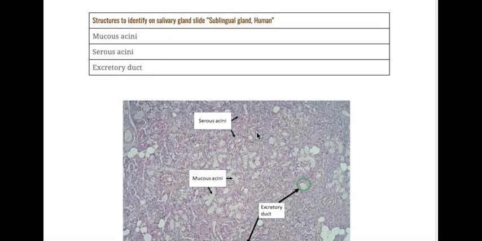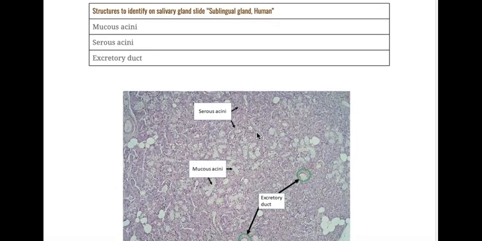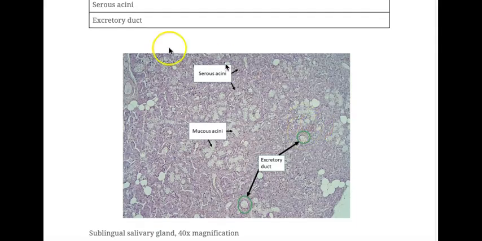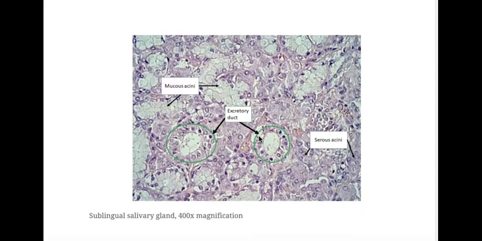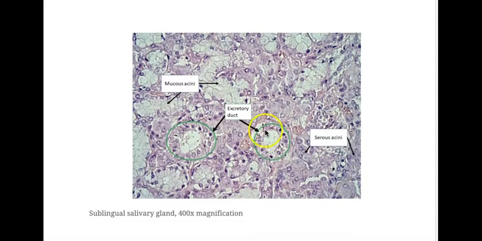And then after that, we're getting into one of the salivary glands, the sublingual gland. And you have to identify three different things: the mucus acini, serous acini, and an excretory duct. You'll see them labeled on this, but I'm going to scroll down to a larger zoom because it's kind of harder to see otherwise. So now we went from the very zoomed out, the scanning objective, down to the 40x or 400 times magnification. So we're zoomed in quite a bit at this moment.